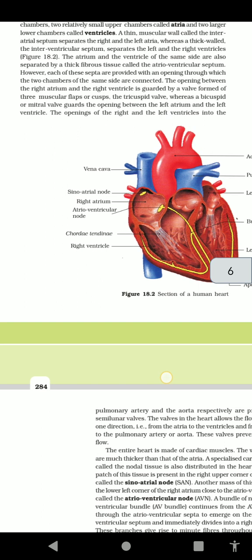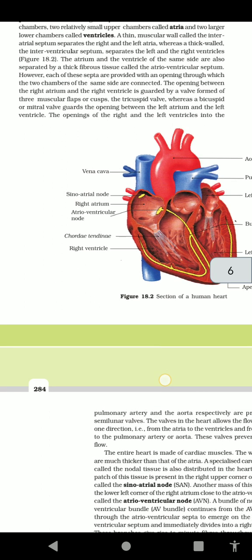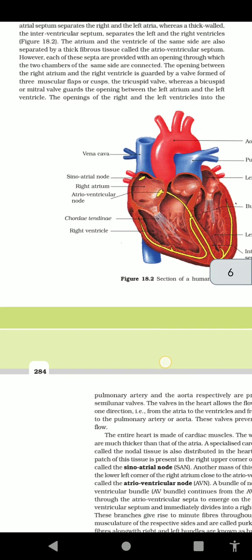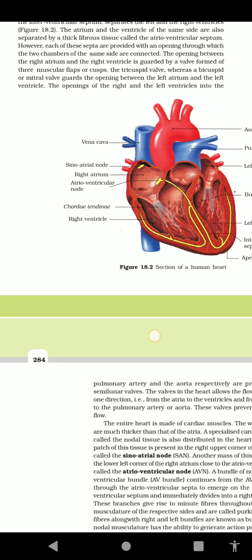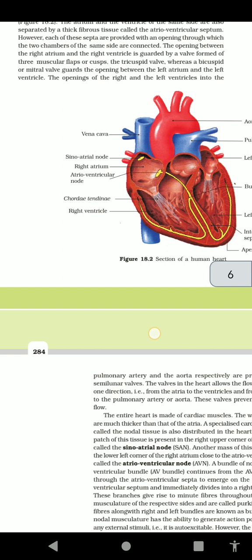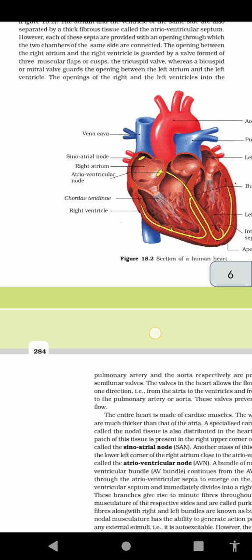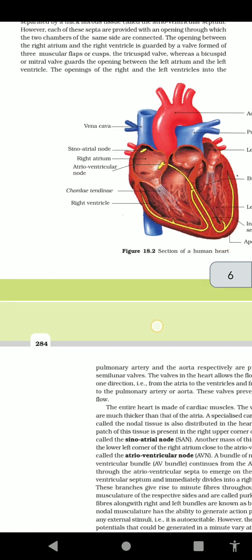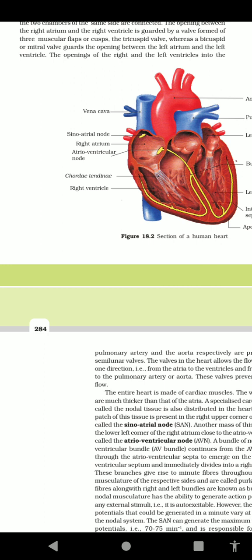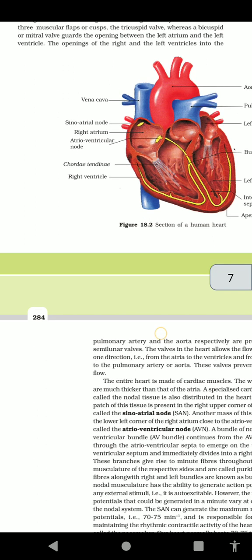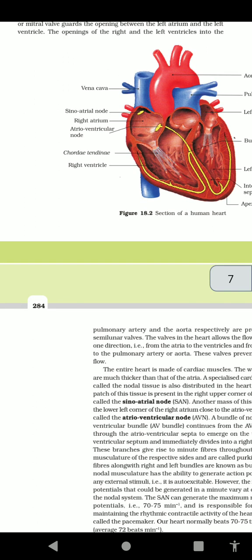The atrium and the ventricle of the same side are also separated by a thick fibrous tissue called the atrioventricular septum. However, each of these septa is provided with an opening through which the two chambers of the same side are connected. The opening between the right atrium and the right ventricle is guarded by a valve formed of three muscular flaps or cusps, the tricuspid valve, whereas a bicuspid or mitral valve guards the opening between the left atrium and the left ventricle.